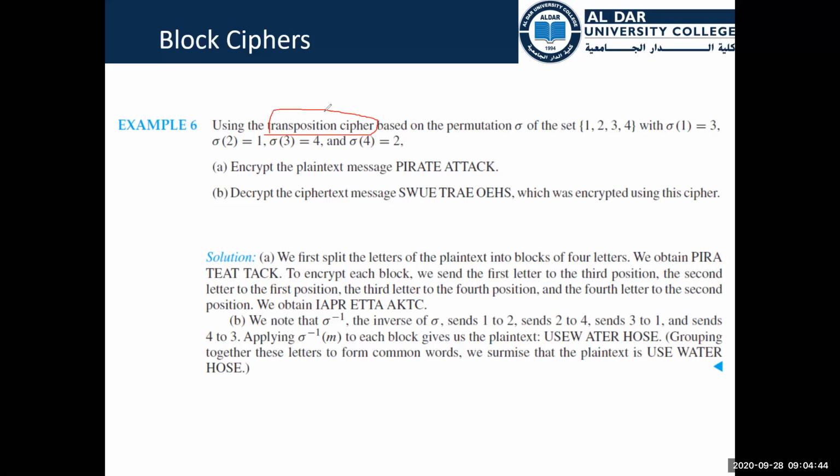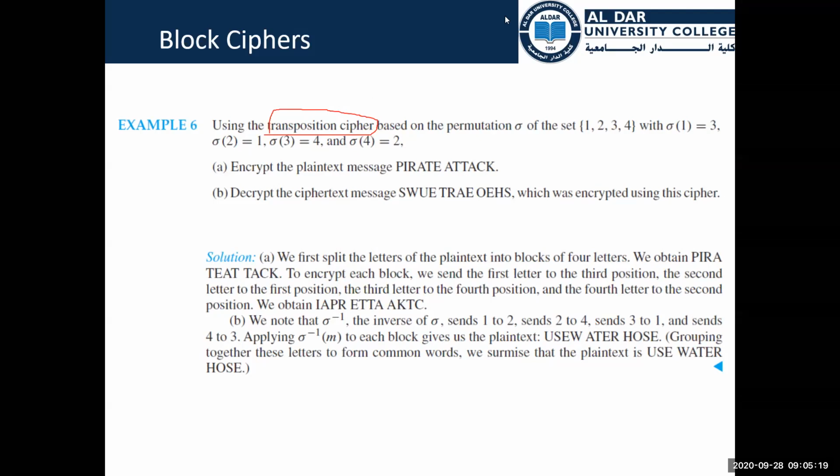For the transposition cipher, as I said, we have a text and we only change the order of the letters, not shift the letters, no shift. This way, the letter frequency attack will not work against us. Let me explain it with an example.